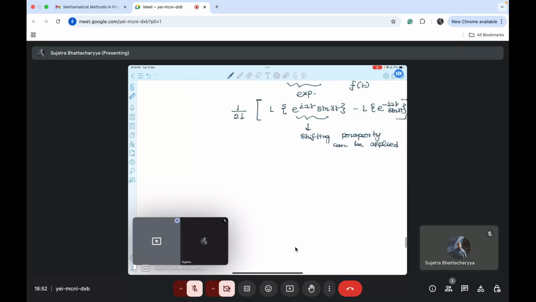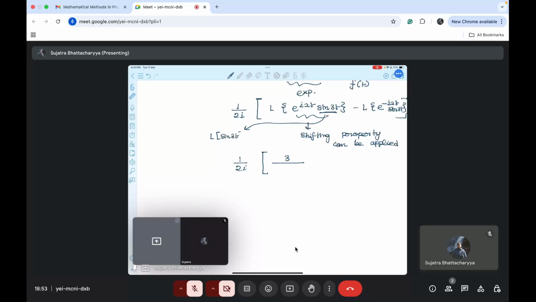All right. So we can go further. So 1 upon 2i I keep as it is. What will be the shifting property? You already know the Laplace transform of sine 3t. So the Laplace transform of sine 3t is what? We have already seen it is 3 upon s square plus 3 square, right? Which is 9.